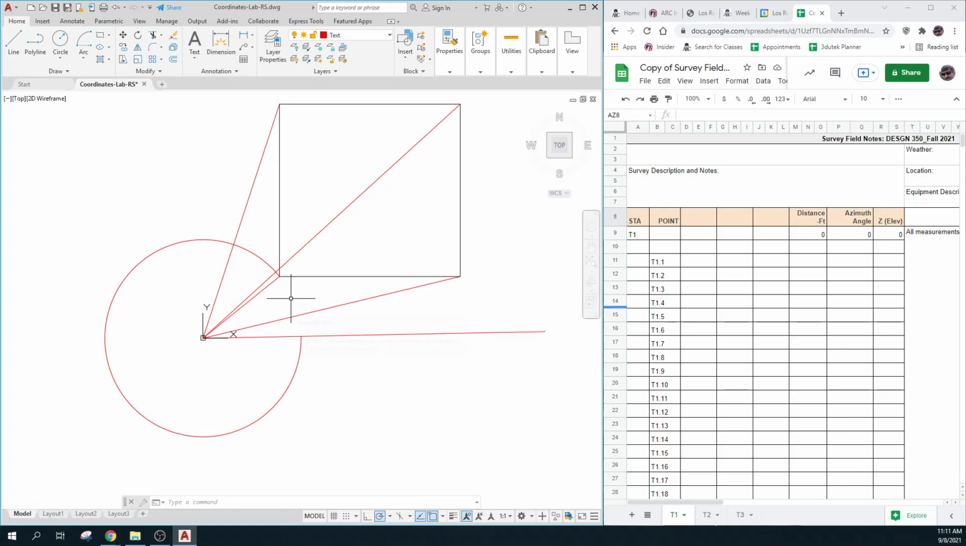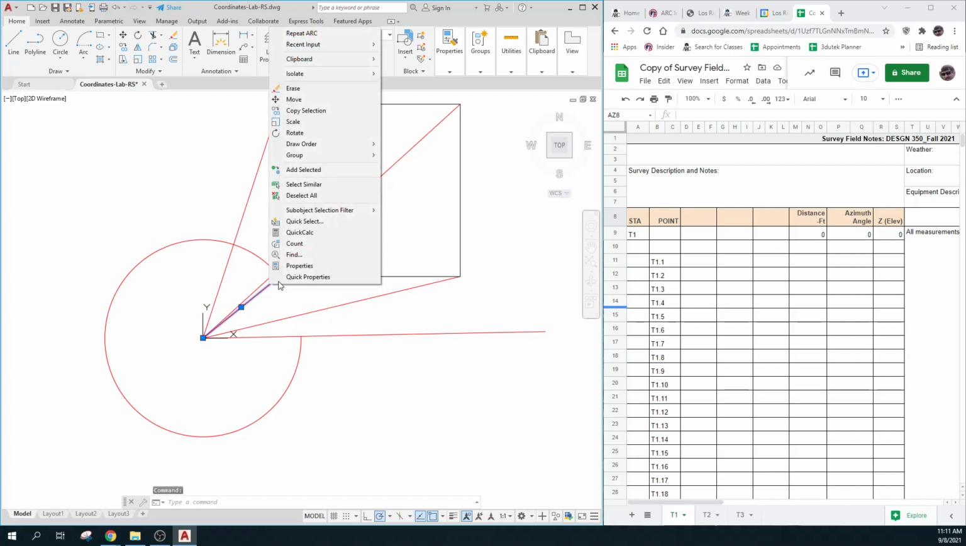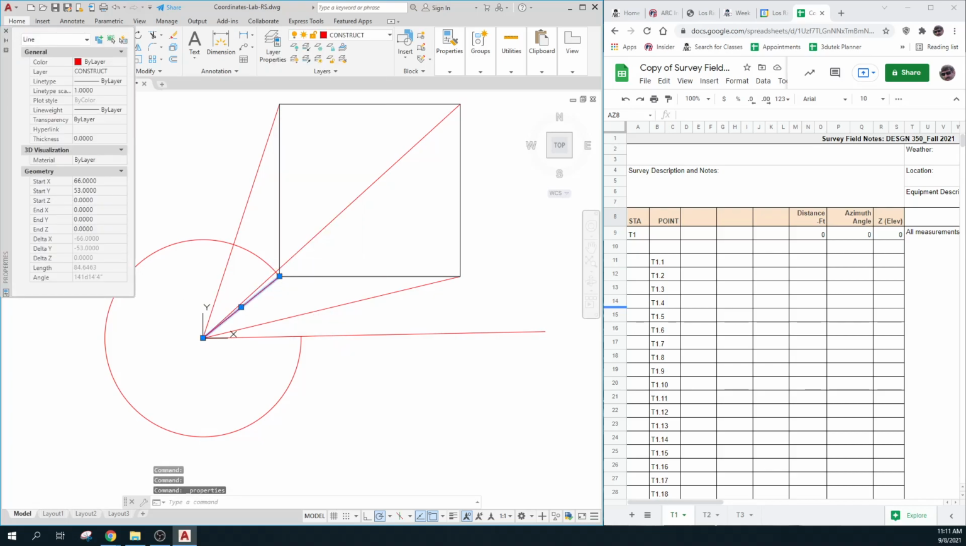So, again, I don't care which point I go to first. I'll take this one as my first one. Right-click Properties, and my Properties bar is right up here. And I can see my length is 84.6463. So my distance is 84.6463. And I'm going to write it down, the whole thing. I can fix it up later.